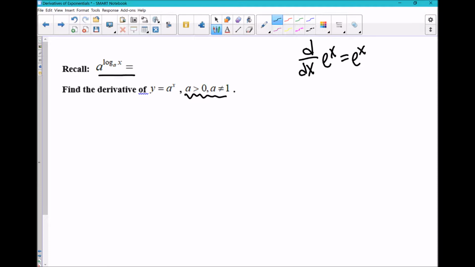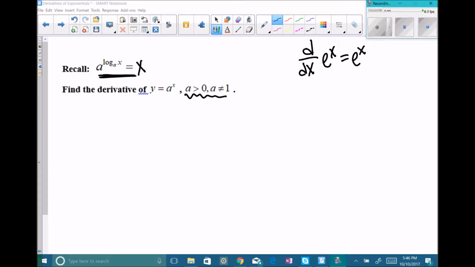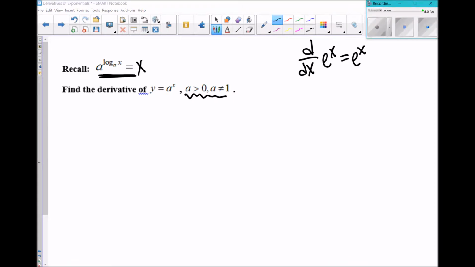But we have to know that if you do a to the log base a of x, remember a logarithm and its common base is the same base. They basically are inverses of each other, so this just comes out to be, okay, so again, we have to know that a to the log base a of x just cancels out and just gives you x.